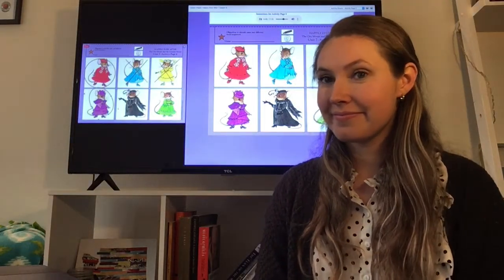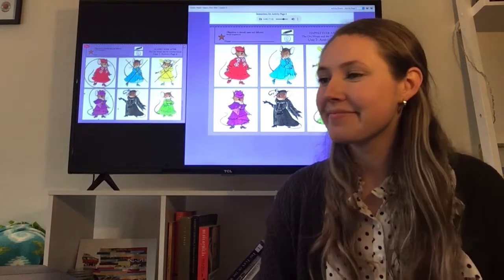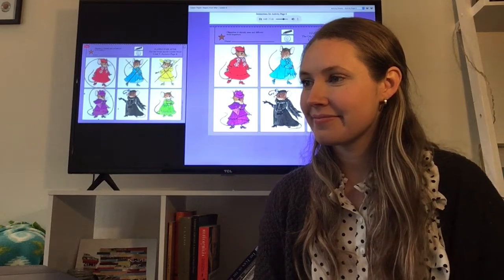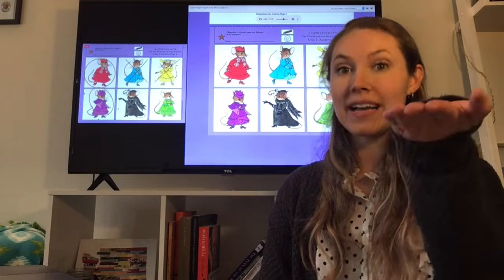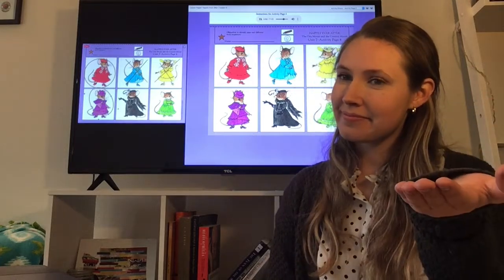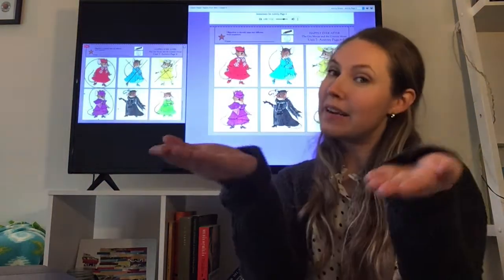You should have circled the mouse in the purple dress. She said the words in the same order. First she said, home, cat. Next she said, home, cat.